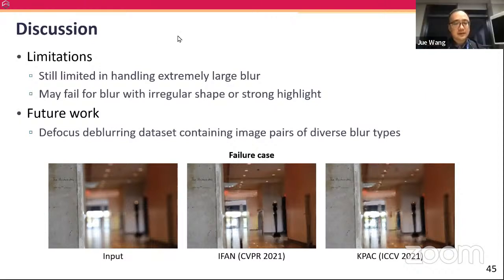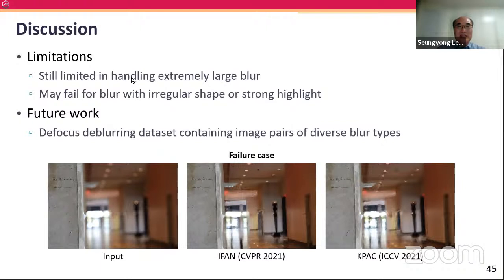Okay, that makes sense. We do have a question from YouTube. The question is: is it possible to create and use synthetic training data sets with lens simulation, path tracing with physics-based lens models? Yes.